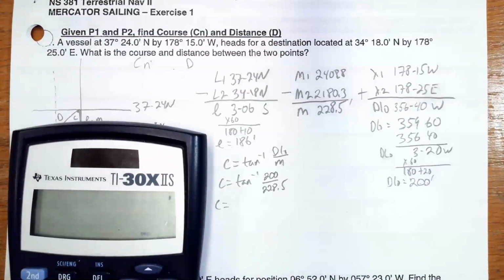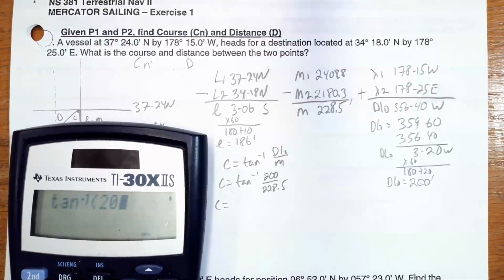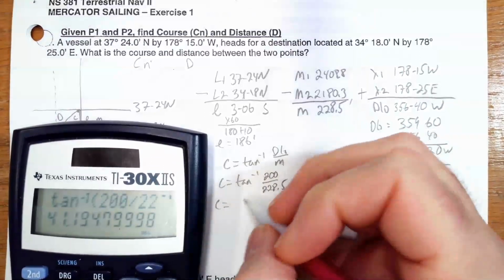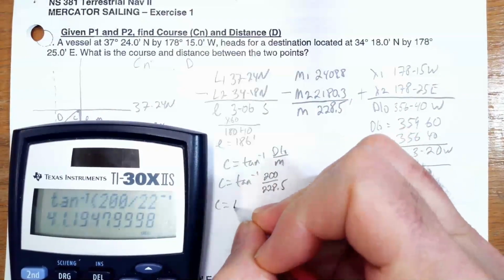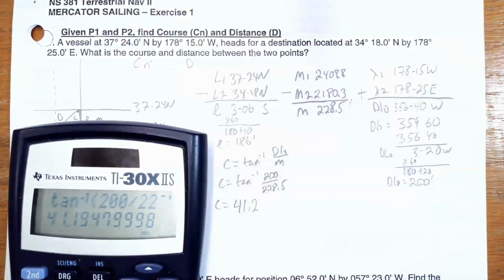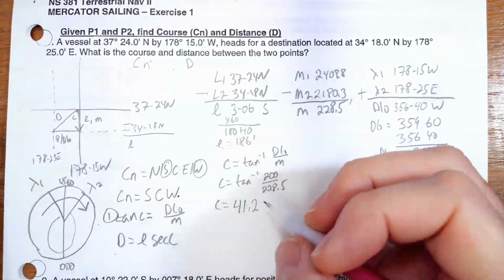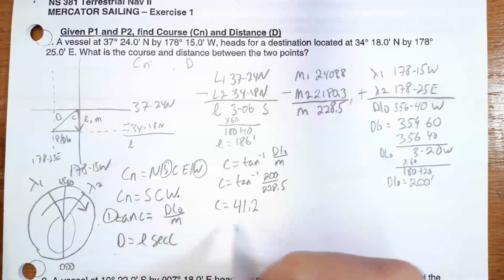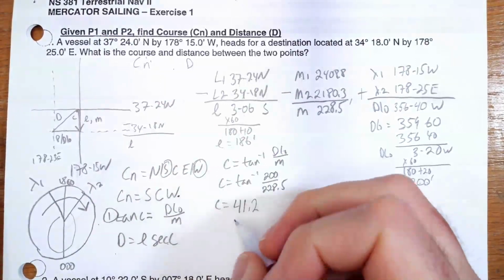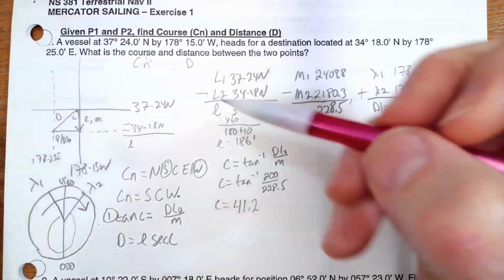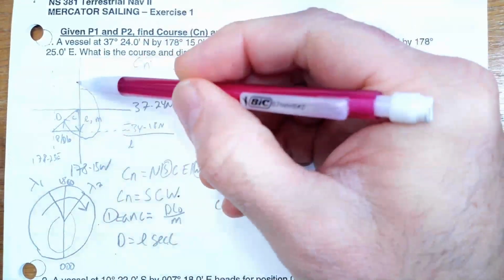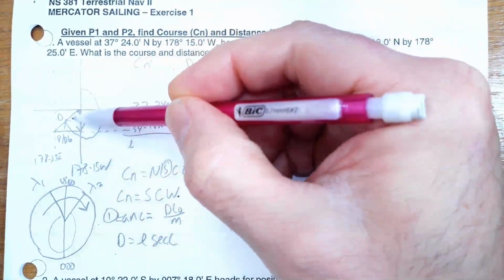All right, so I'm going to go second tangent 200 divided by 228.5, and that gives me a C of 41.2. Okay, great. So now I'm going to do my conversion, because they want to know the course of C to CN. So if I look here, this is C, and I want CN. If I look at my diagram, I've got to add 180 to 41.2.